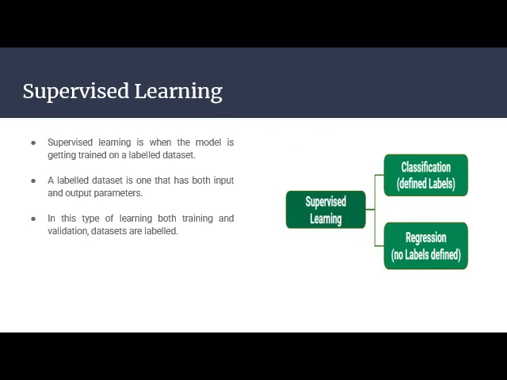So first type of learning is supervised learning. Supervised learning, we can say, is done under a supervision, means when the model is getting trained on the labeled data set. And what do we mean by labeled data set? A labeled data set is one which has both input as well as the output parameter. So in this supervised learning, we provide the input as well as the output of the respective inputs. In this type of learning, both the training and validation data sets are labeled. Supervised learning, as we can see in the diagram, has two types, used for the classification and for the regression.